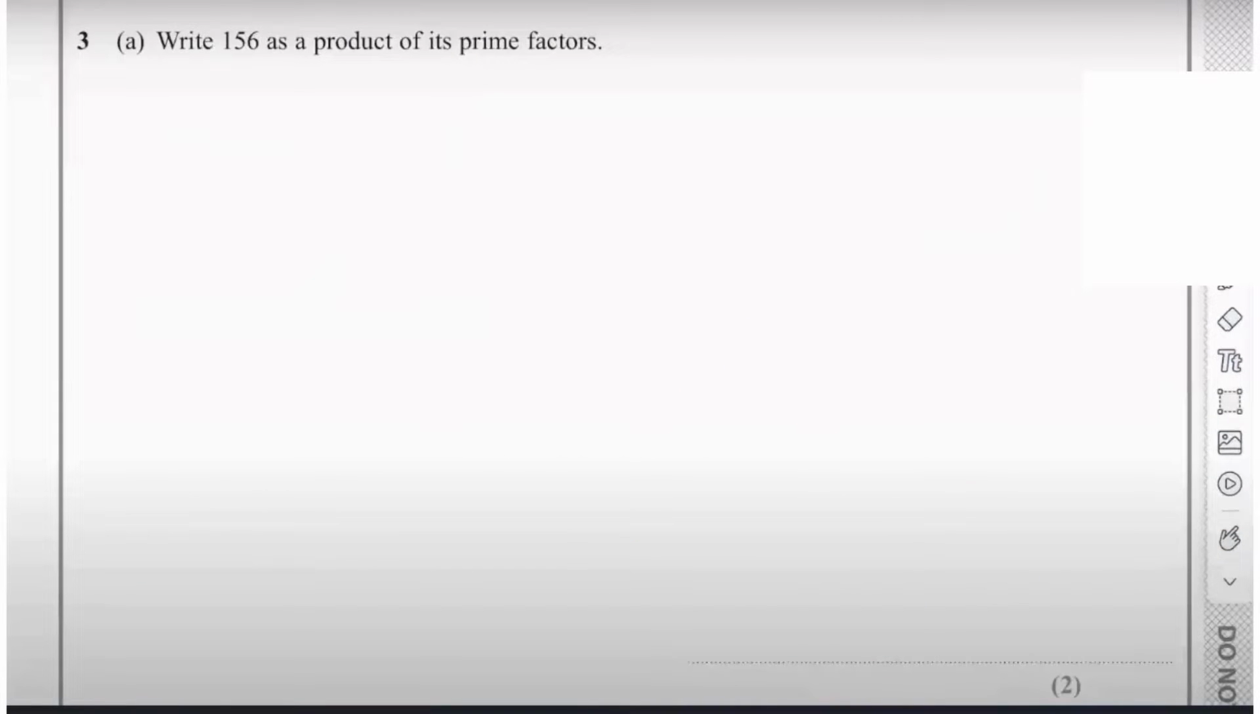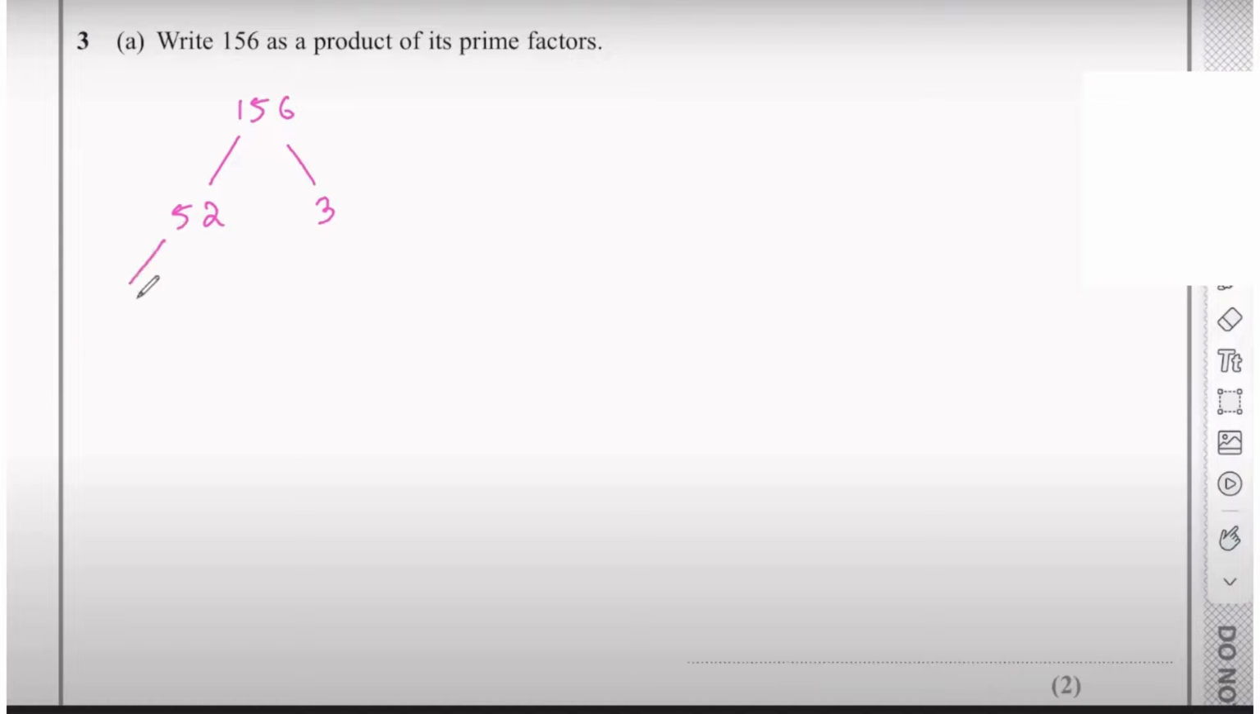Question 3 says write 156 as a product of its prime factors. So 156 can be broken down into 52 times 3. This isn't the only set of factors. You can break them down into any set of factors. But I've divided 156 by 2, which would give you 78. So you could have used that as well. But I'm using 52 times 3.